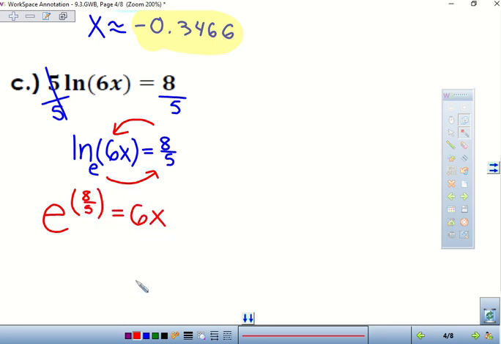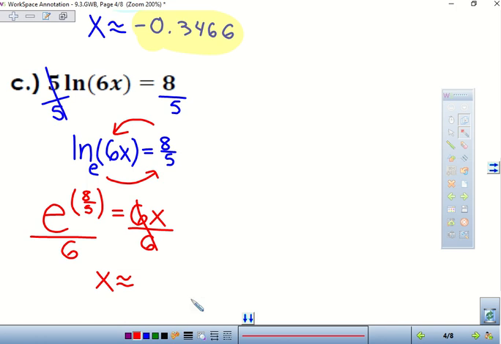Good. Now if we solve for x by dividing by 6, right? See how switching it to the other format on this question was more beneficial and allows us to solve for the variable. So you have to use whatever version is going to allow us to solve for that variable.